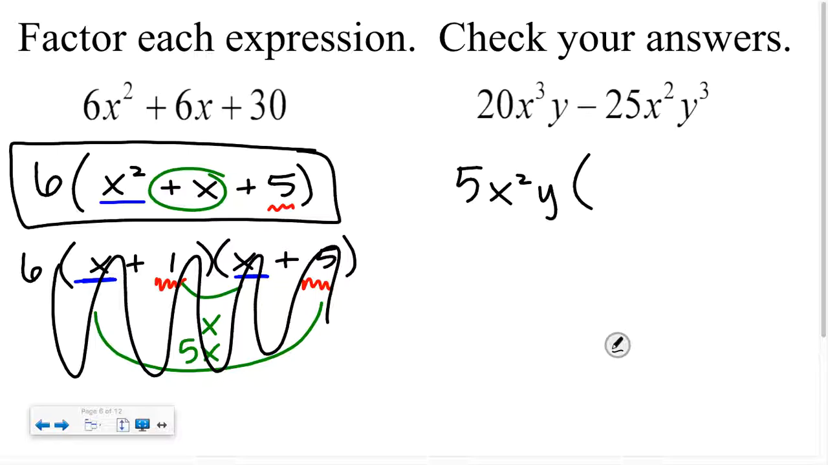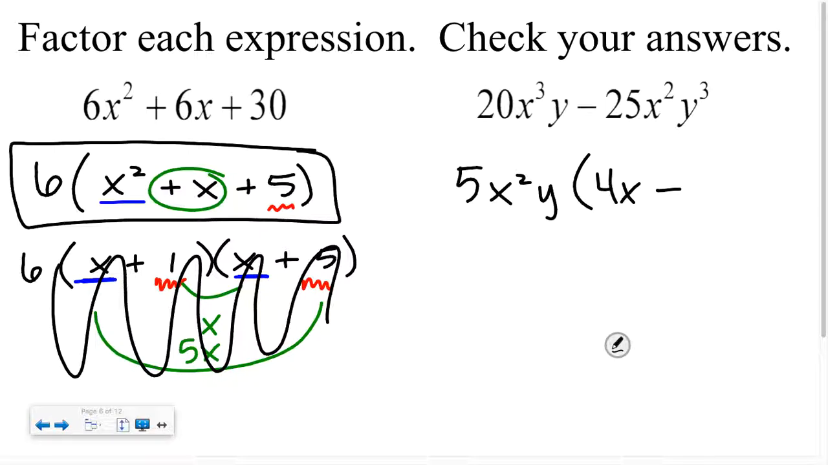So I'm factoring that out. It's like dividing. So when I go to see what's left over, you have to think multiplication. 5 times what would have given me 20? 4. X squared times what would have been x cubed? X. And y times 1 is y, right? I took that one y away. So then that's the first term that's left.